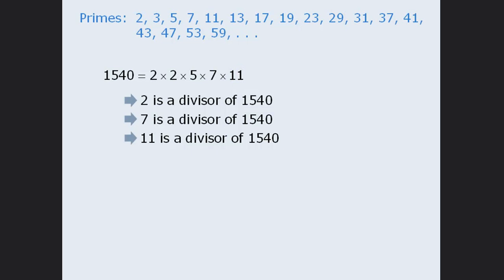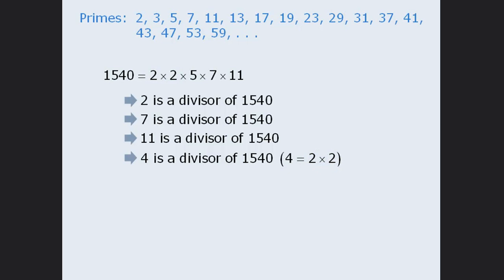Also from the prime factorization, we should see that 4 is a divisor of 1540. Now, there might not be an actual 4 in the prime factorization, but if we recognize that 4 is equal to 2 times 2, then we can see that there is a 4 hiding as 2 times 2.